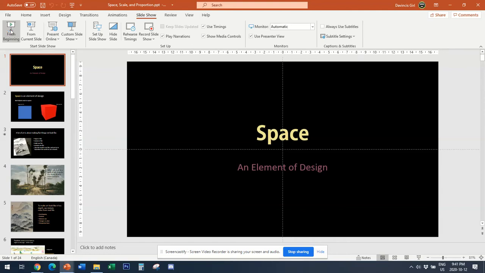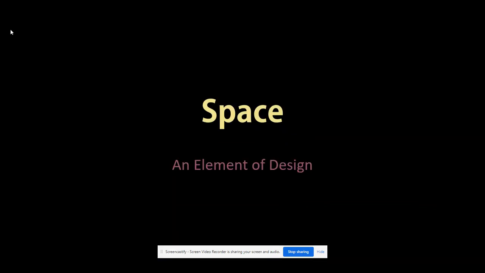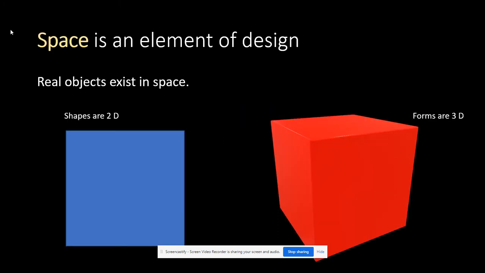These are the instructions for the illusion of space question. So you need to watch this first before you start working on the question, or it won't make as much sense. So space is one of the elements of design. Other elements of design are things like line, shape, form, color. And the elements of design are what we use to make a piece of art.